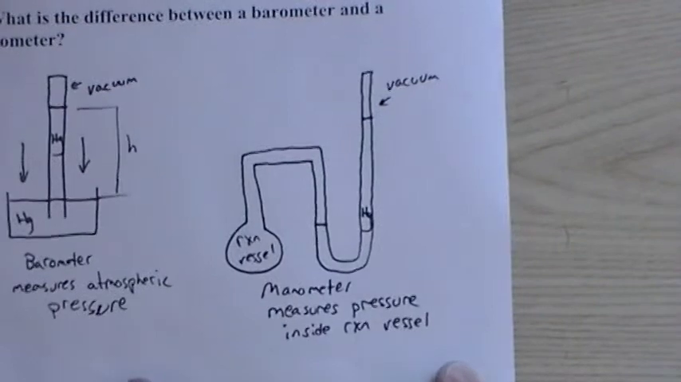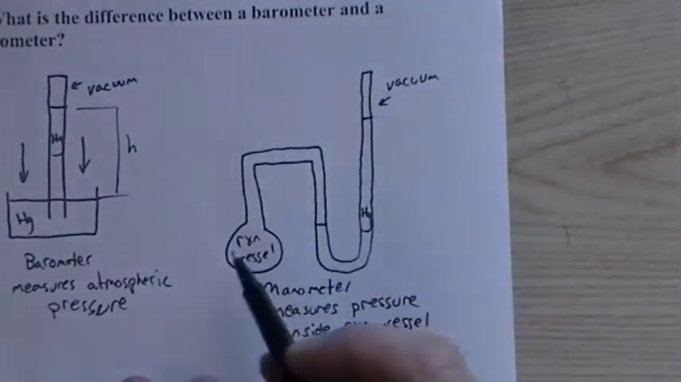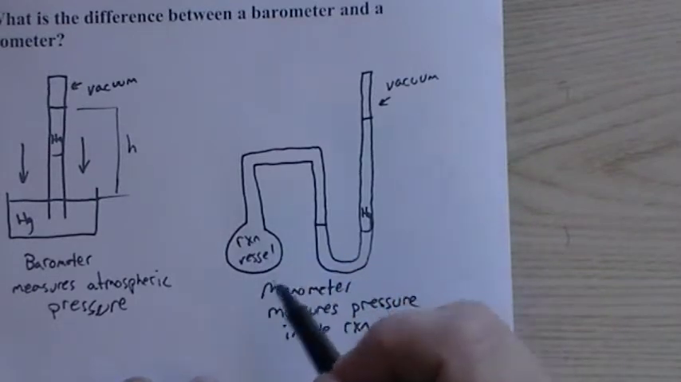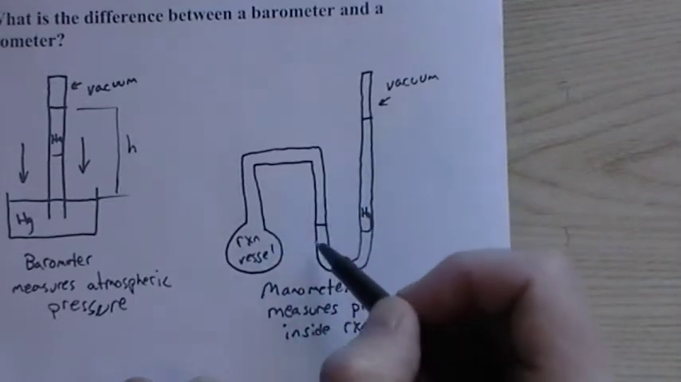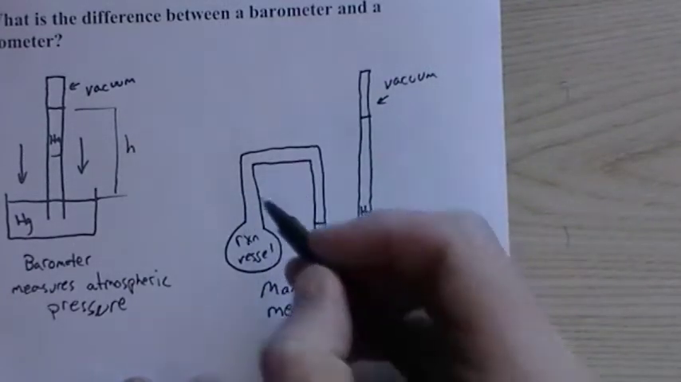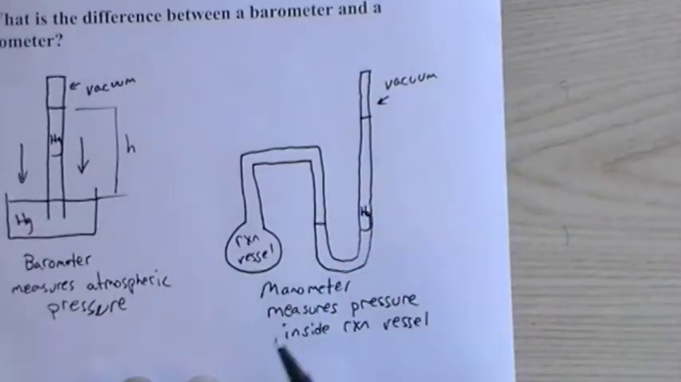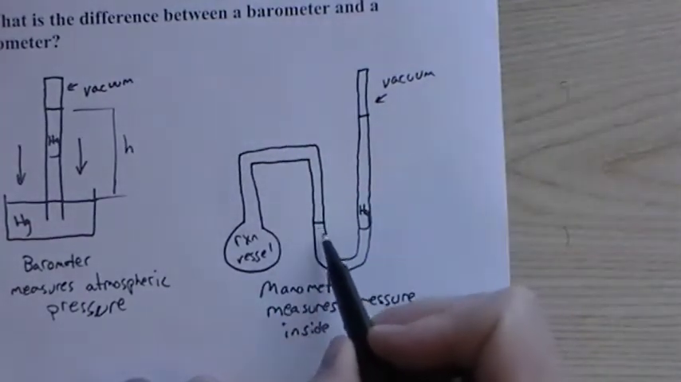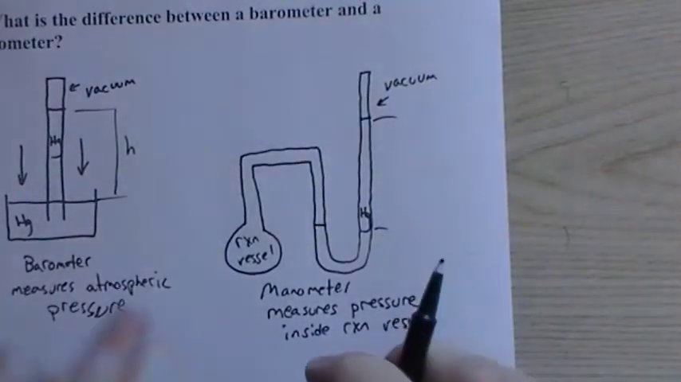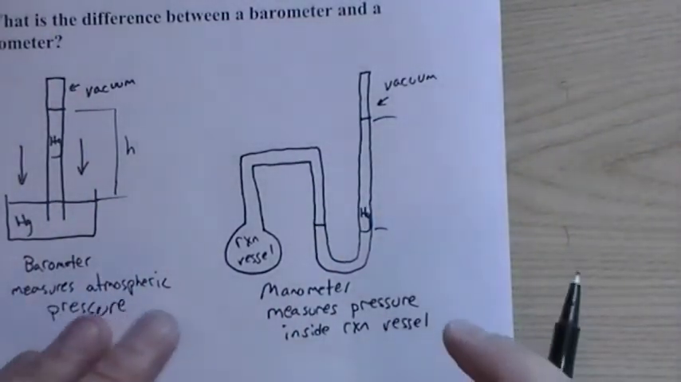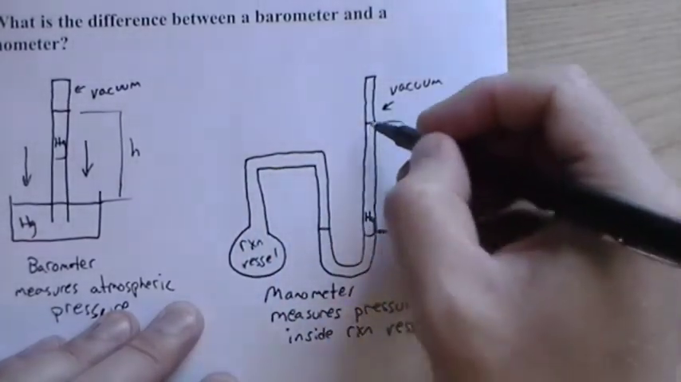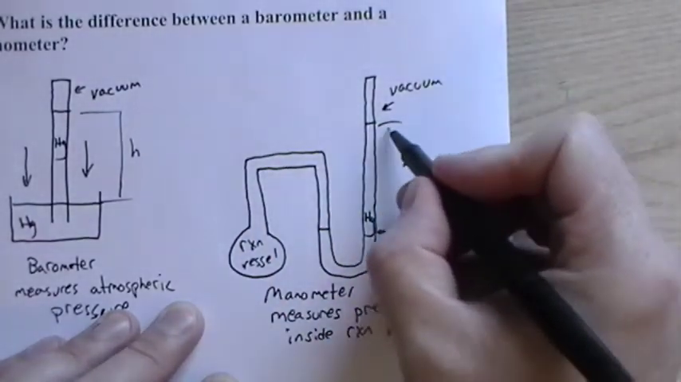A manometer is like a barometer that's been attached to a reaction vessel. So it's different in that it's not opened up to the atmosphere. The evacuated tube with the mercury is connected to a reaction vessel. The gases that are produced will push on this plug of mercury. If there was no pressure behind it, the levels of mercury would be equal. So if there's any pressure pushing on it, pushing this mercury up, we measure this height, and again, that gives us the pressure.